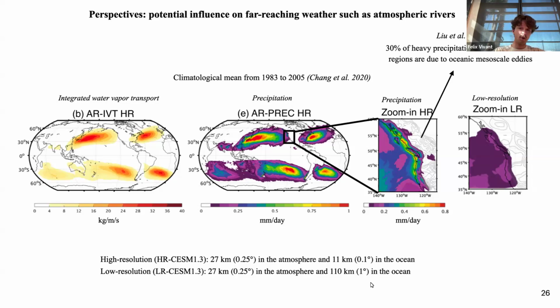And so since their run does not resolve the submesoscale, and we found in our study that submesoscale fronts clearly modulate the hydrological cycle within the storm track, we can wonder about the submesoscale. In other words, can the mechanism I described in this talk influence such atmospheric rivers?